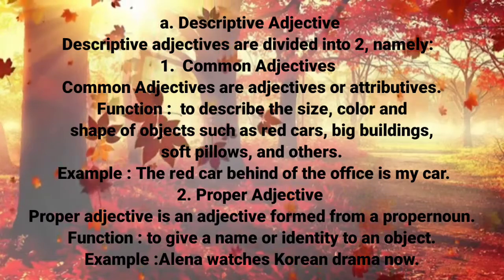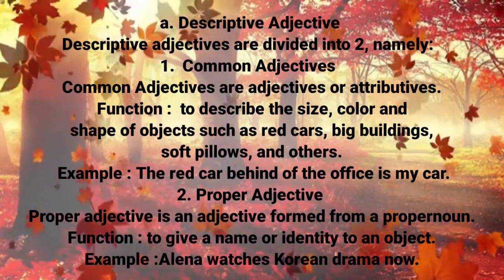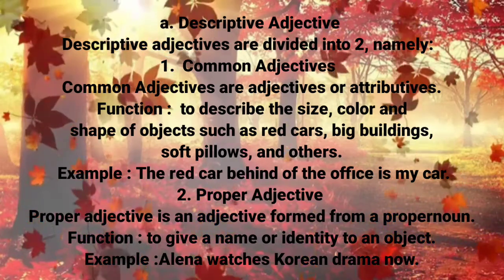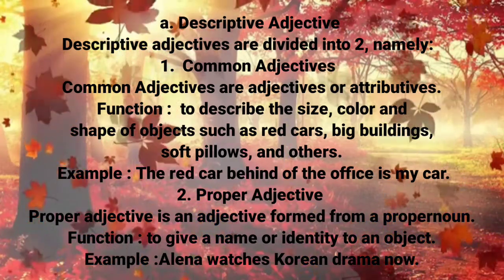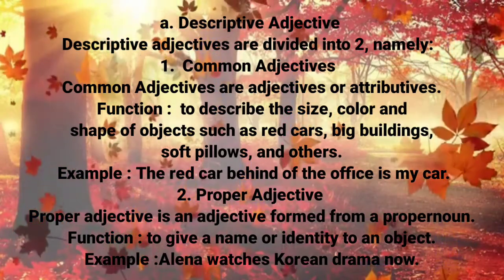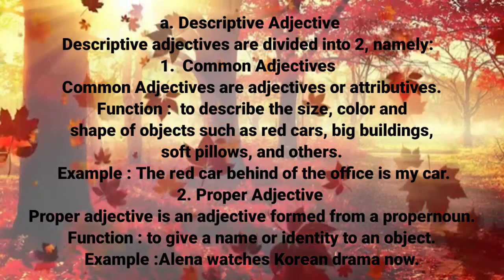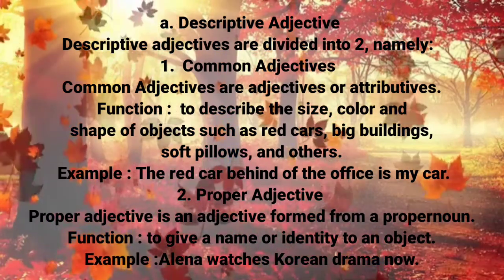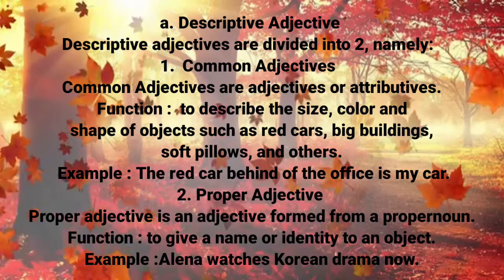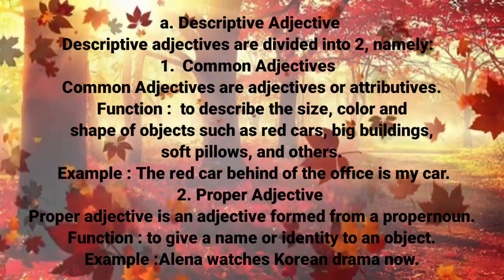Next, proper adjective. A proper adjective is an adjective formed from a proper noun and is used to give a name or identity to an object, such as American, Japanese food, Japanese story, and others. Example: Elena watches Korean drama now.